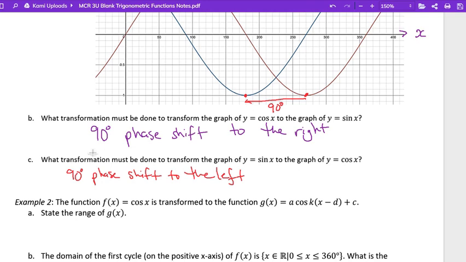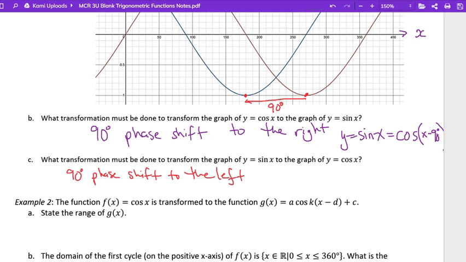All right, folks, let's actually write some equations. We've got y equals sine x. How can I write cos to be identical? We already said we have to add a phase shift of 90 degrees. So watch this. Where does the phase shift go? It goes in the location of d. And because it's to the right, sine x equals cos of x minus 90.